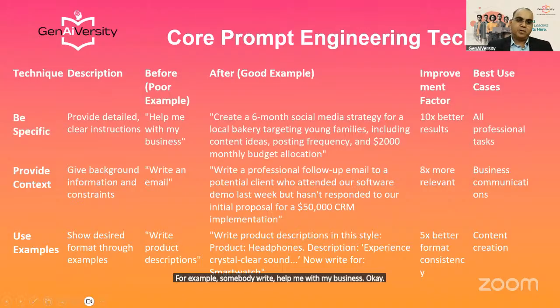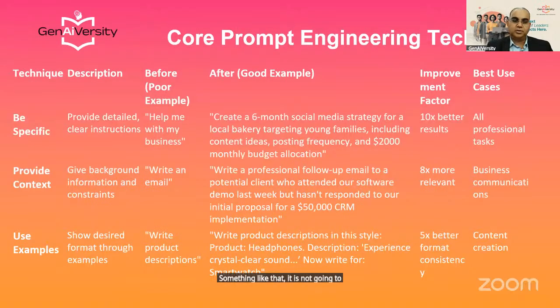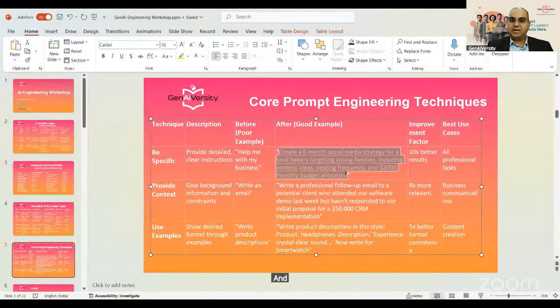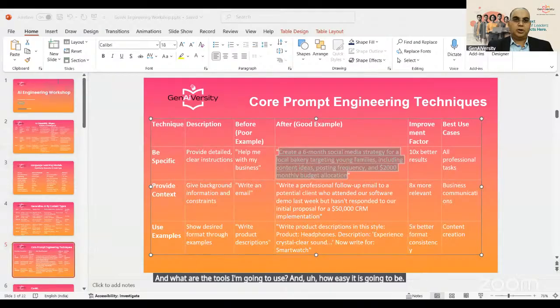For example, somebody writes, help me with my business. Okay, most of us write a prompt to ChatGPT. You must be using it, and simply saying help me with my business, write me a resume, something like that. It is not going to do any good for you. What it requires is proper messaging: create a 6 month social media strategy for a local bakery targeting young families, including content ideas, posting frequency, and a $2,000 monthly budget. Let me show you how this is going to be created, what tools I'm going to use, and how easy it is going to be.